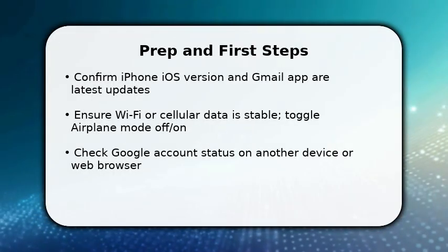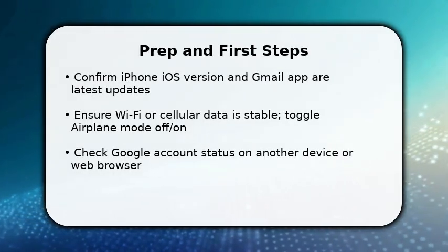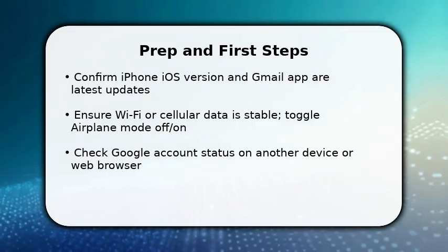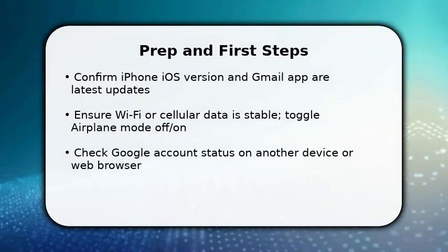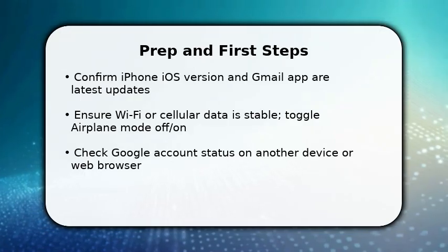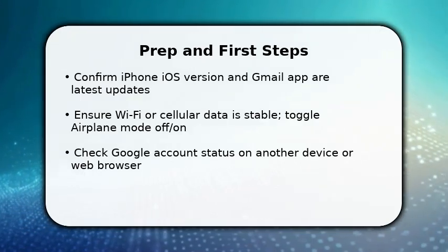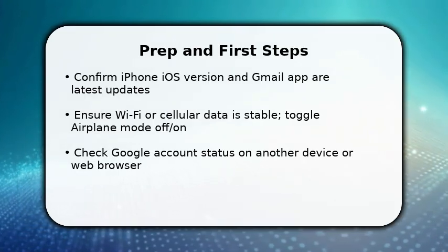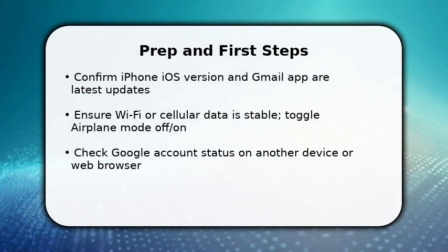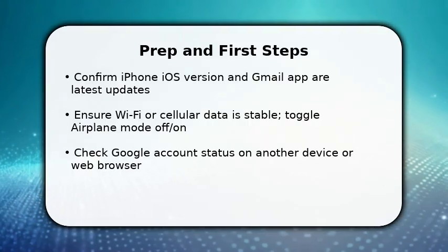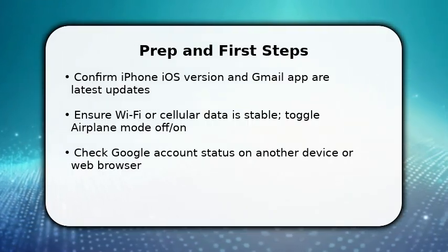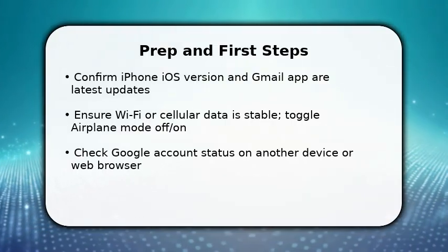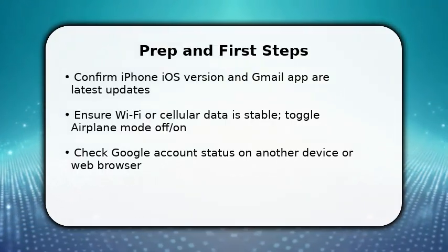You'll start by getting the basics right so sign-in issues aren't environmental. First, update iOS and the Gmail app because old builds break OAuth flows. Once done, verify your network. Switch airplane mode on then off, or join a different Wi-Fi to rule out connectivity. Next, open Gmail on a computer to confirm the account isn't locked or flagged for suspicious activity. This confirms whether the problem is device-specific versus account security.